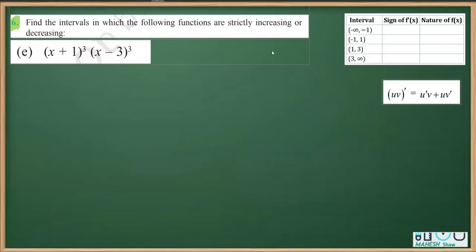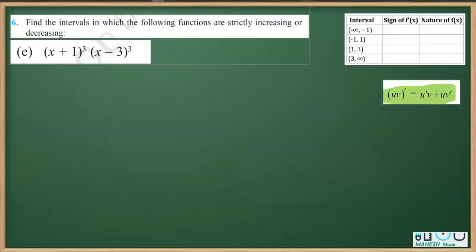This is question number 6 from exercise 6.1 based on increasing and decreasing function. In this question, we have to find the interval on which the function is strictly increasing or strictly decreasing, this being the function here. Now for finding its derivative, we are going to apply the product rule.